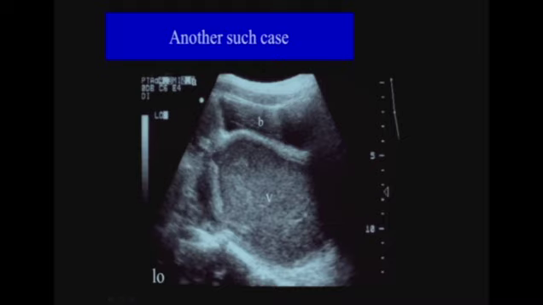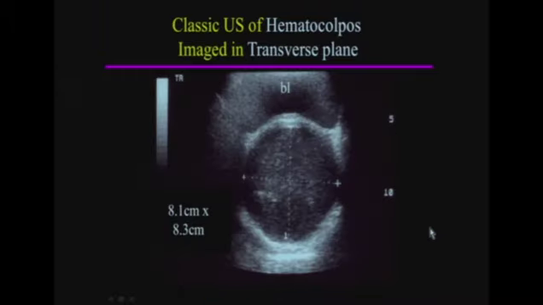Here's another longitudinal image, another case, B equals bladder, V equals debris-filled vagina, which is very dilated. There was not much dilation within the uterus. This is a transverse image of that vagina with debris.